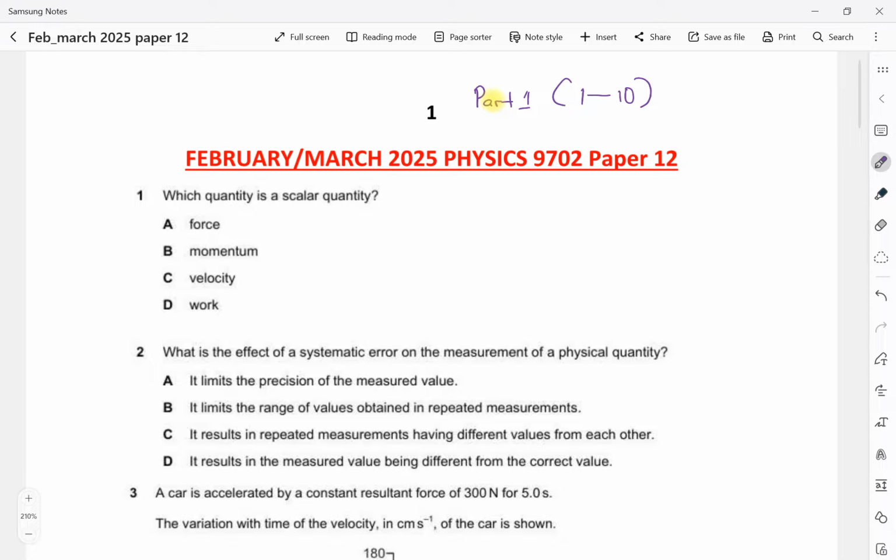So part 1, which quantity is a scalar quantity? Now, if you're a teacher or if you're a student, I want you to notice that in this curriculum in AS, there are only 6 vectors. And if you know the 6 vectors, then the rest are going to be scalars.